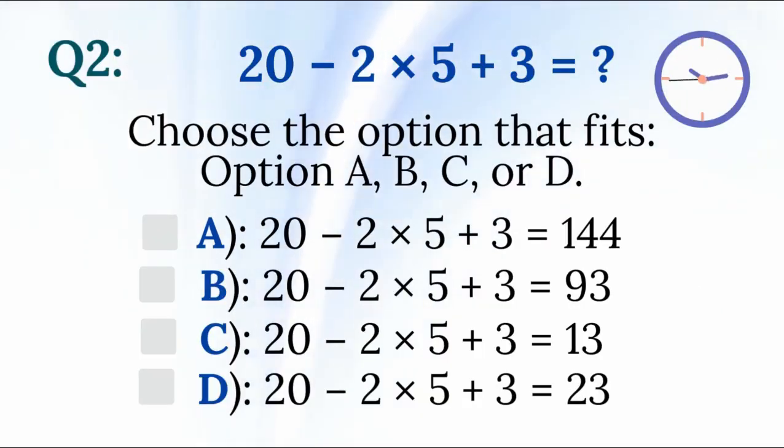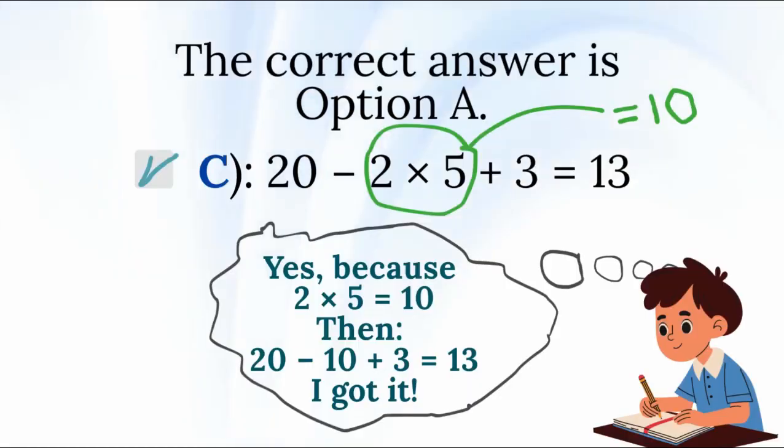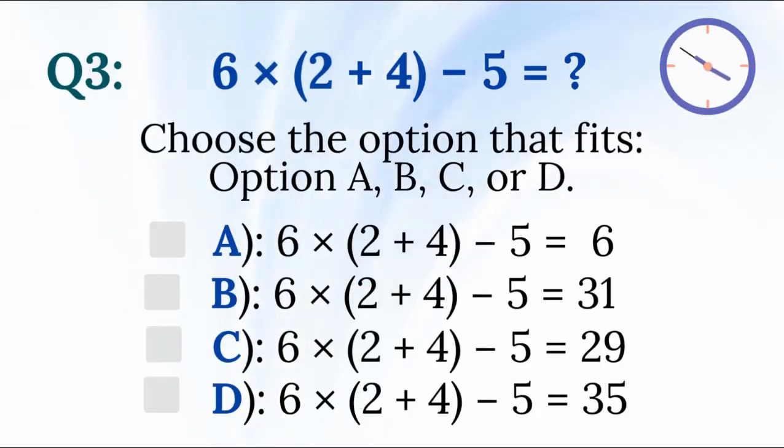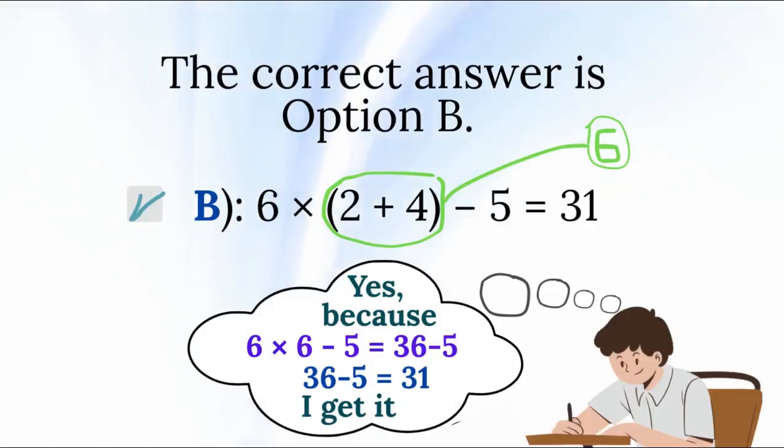Question 2. 20 minus 2 times 5 plus 3 equals what? Which answer is correct? Choose the option that fits. Option A, B, C, or D. The correct answer is option C. Question 3. 6 times inside the parentheses 2 plus 4 minus 5 equals what? Which answer is correct? Choose the option that fits. Option A, B, C, or D. The correct answer is option B.